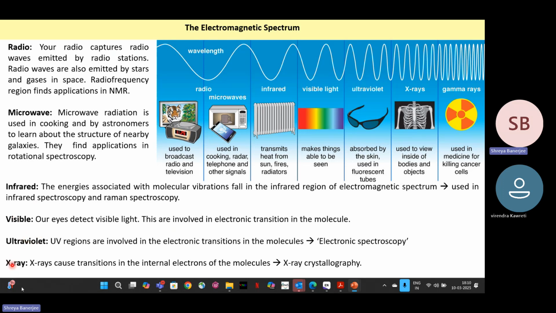And finally, the X-rays, which cause transitions in the electrons of the molecules. We have studied that these are used for X-ray crystallography. If you remember, when an atom is excited by X-rays, it knocks out one of the internal electrons of the atom, and one of the electrons in the outer shell jumps to take its place. So X-rays basically cause transitions in the internal electrons of the molecule, and they are used in X-ray crystallography.